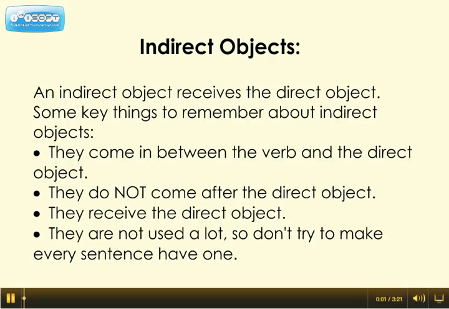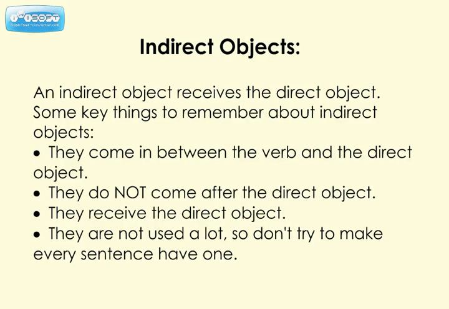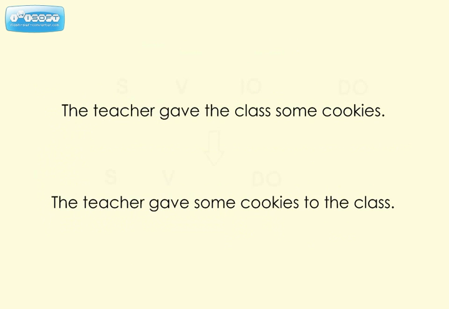Mrs. Humes again. Today we're going to talk a little bit about indirect objects. Since we just did direct objects, an indirect object actually receives a direct object. Some of the key things to remember about indirect objects: they come in between the verb and the direct object. They never come after that direct object. They receive a direct object, and they're not used a whole lot, so don't try to make every sentence have one. So let's look at an example.